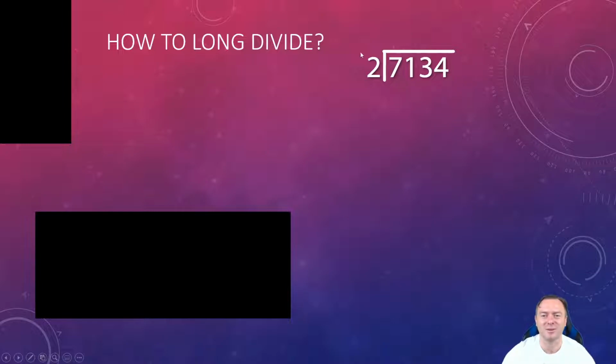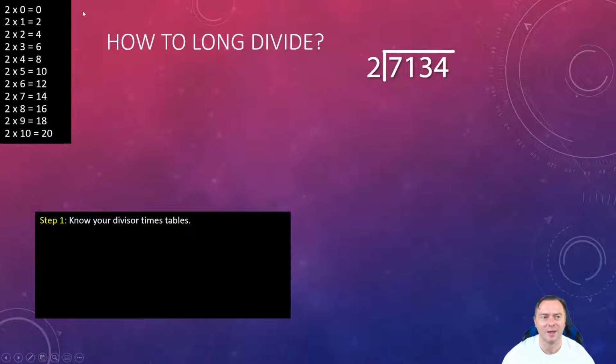Okay, welcome back. So here we go. First step, we know our divisor times tables, so we write them all out. So we've got 0, 2, 4, 6, 8, 10, 12, 14, 16, 18, and 20. I'm purposely going through all these to show you that it's a very long, tedious process of writing out all your times tables when we use a decimal system. When we get to binary, it's actually a little bit easier.